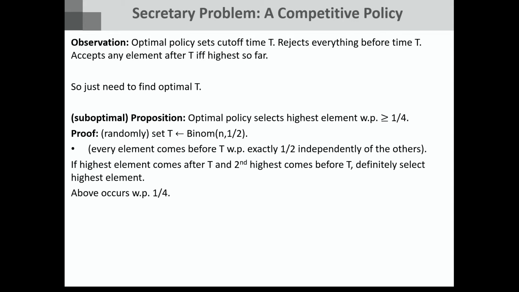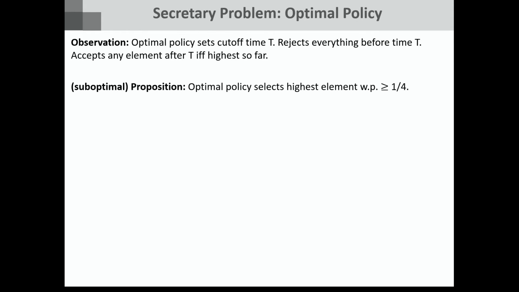Okay, and the above occurs with probability of a fourth exactly because the highest element comes after t with probability of half, and independently, the second highest comes before t. Okay, so this is just a cute proof that you can get a fourth. This isn't optimal. And actually, the best you can do is due to a seminal theorem of Dynkin, which shows that the optimal policy gets the highest element with probability roughly 1 over e.